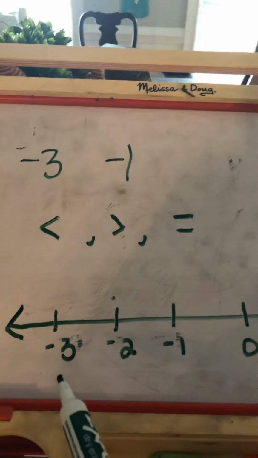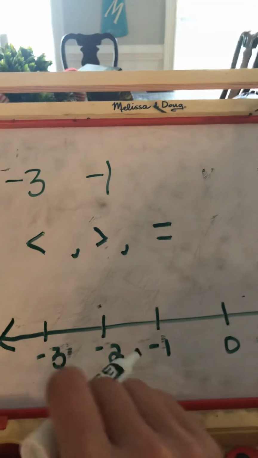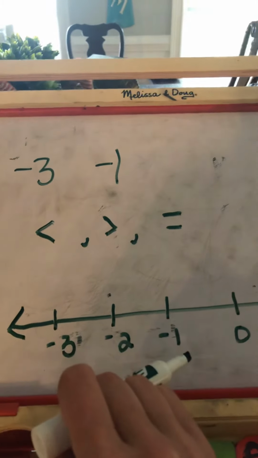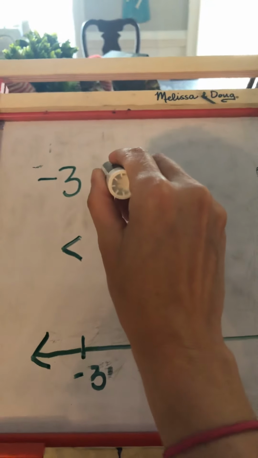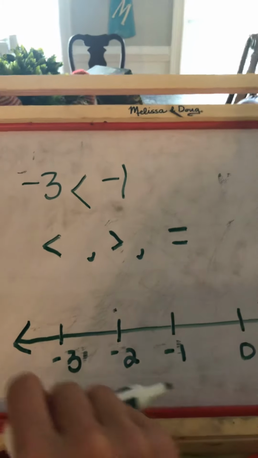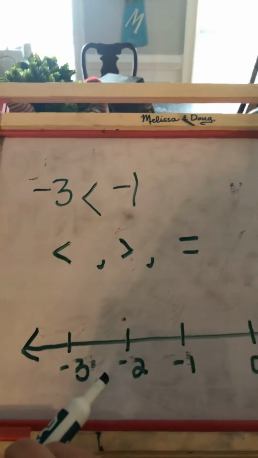But you can see that -3 is furthest to the left, -1 is closer to the right. So -3 is less than -1. Remember, the alligator always eats the larger number, and the larger number is always to the right on the number line. Let's do another one.